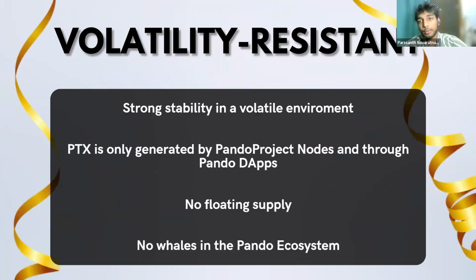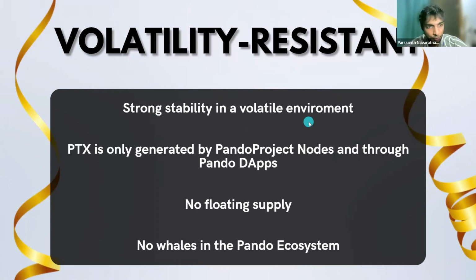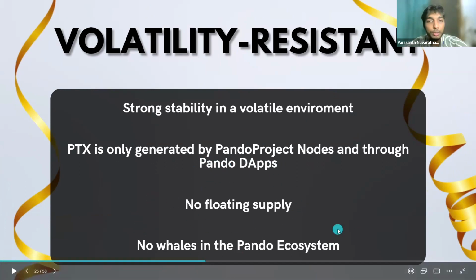So for volatility resistance, we have a strong stability, right? Very strong stability in a volatile environment. The PTX is only generated by Panda Project nodes through the Panda dApps, right? There's no floating supply and there's no whales in the Panda ecosystem.